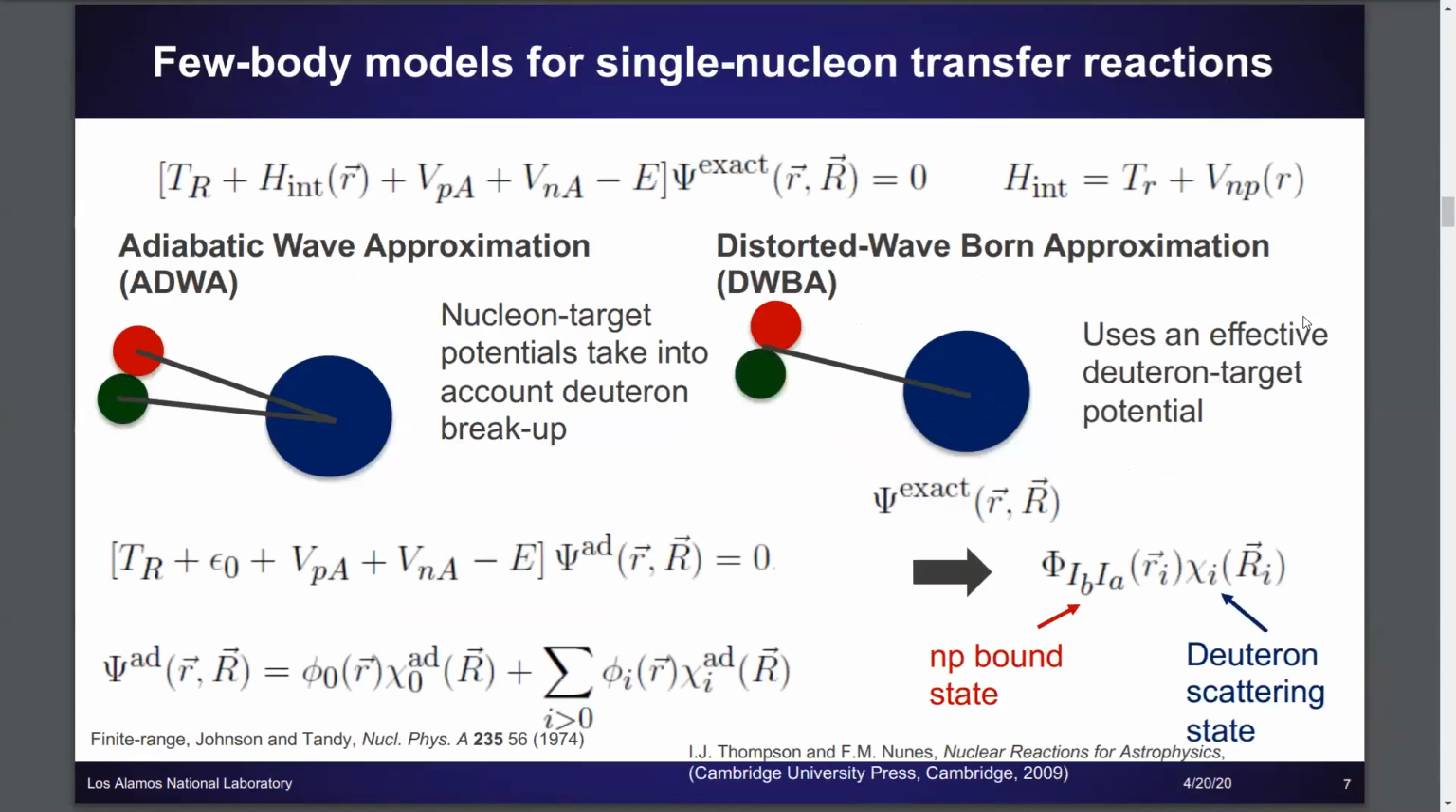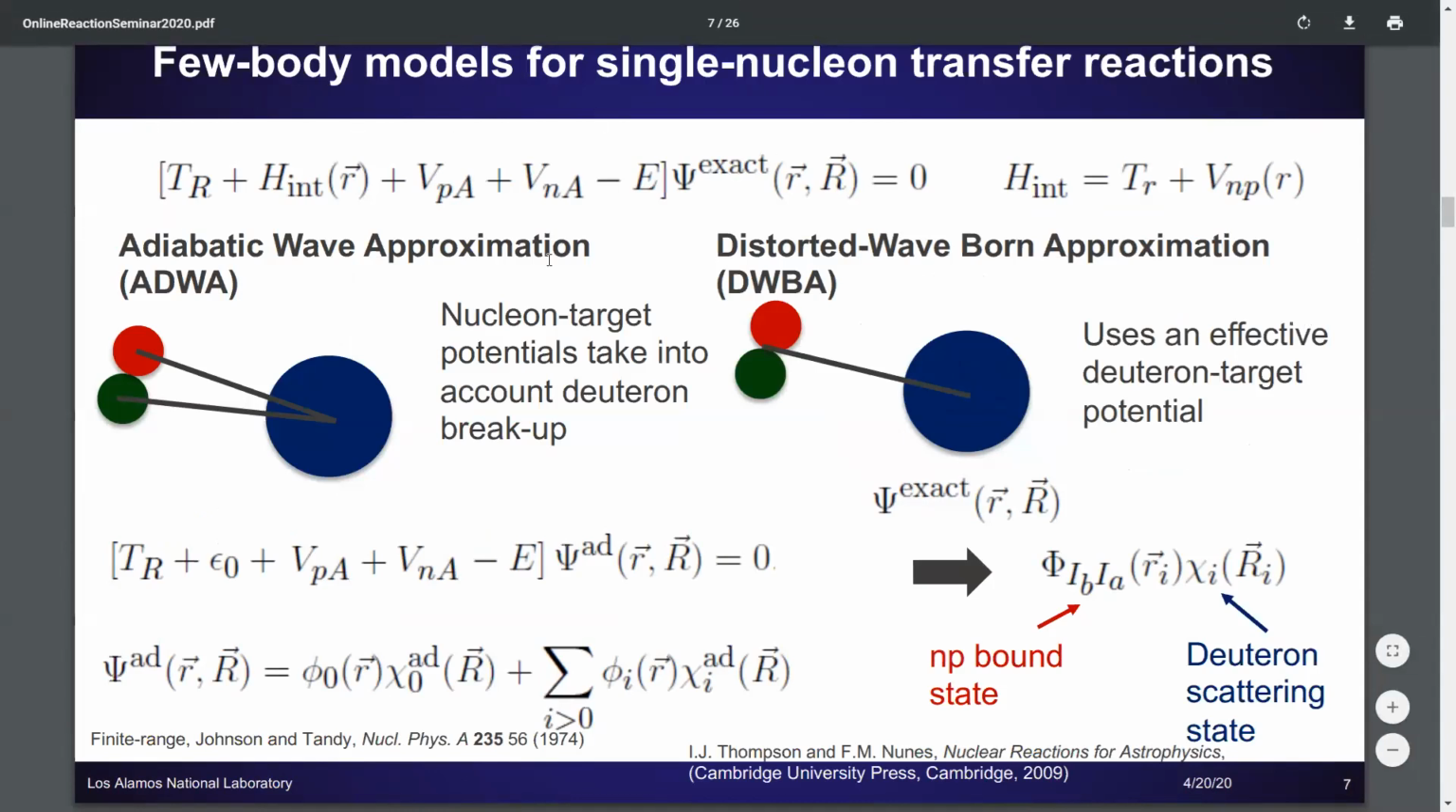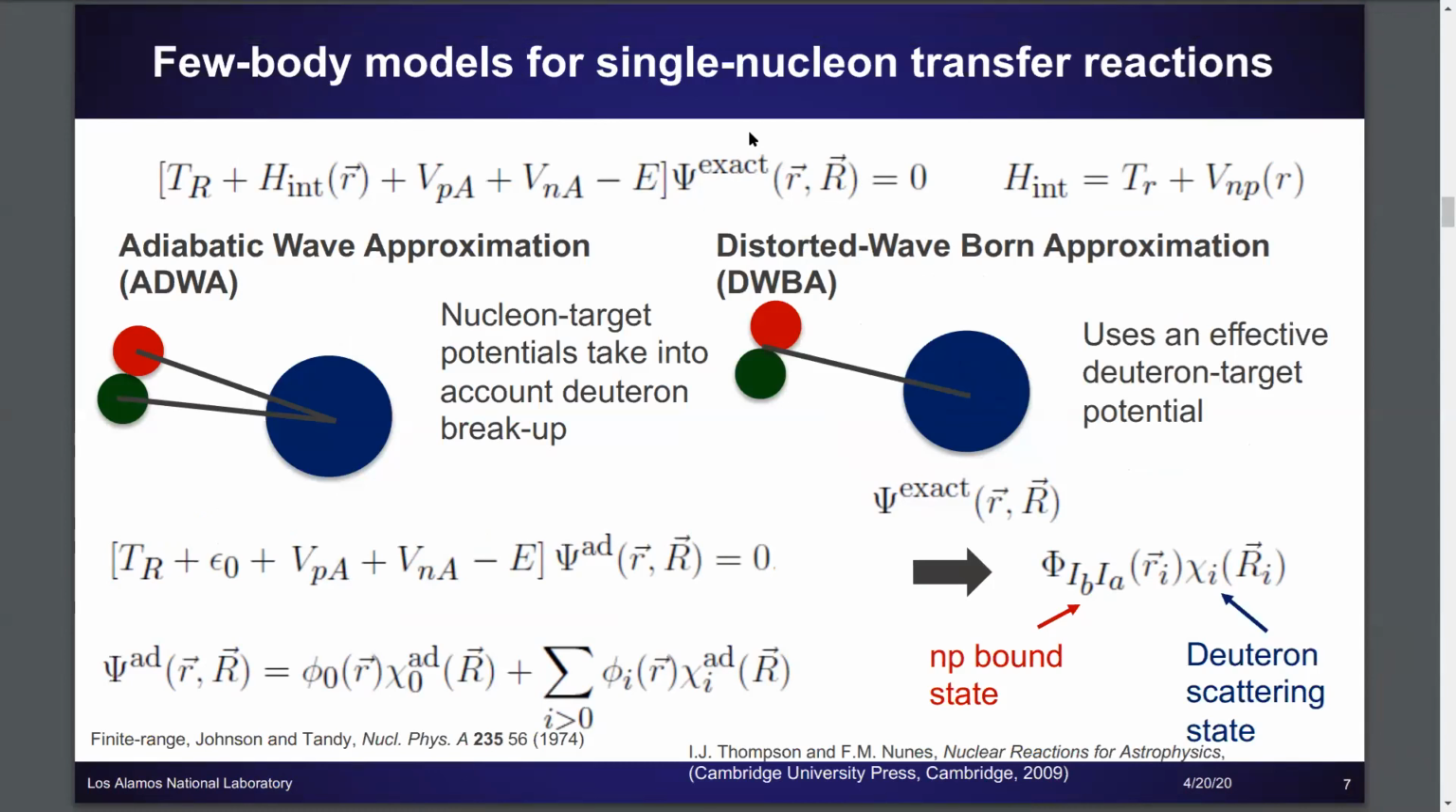And there are 2 models in particular that I'm going to be talking about. So just so we're on the same page, we want to typically solve this full 3-body problem, but we make approximations on the exact wave function, because again, solving a 40, 50 body problem is typically computationally difficult. So the 2 approximations that I'm going to mention in terms of our uncertainty quantification studies are the adiabatic wave approximation and the distorted wave Born approximation.